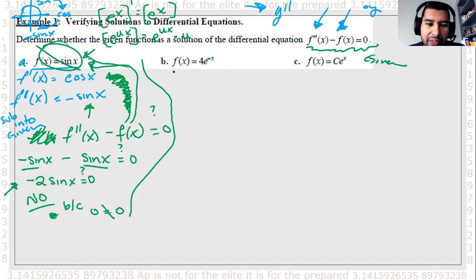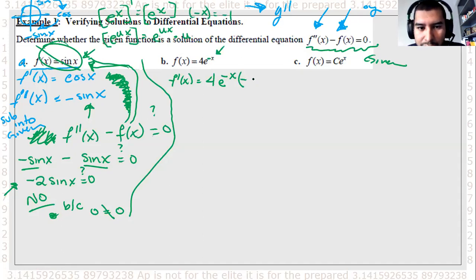So we have the original function. F prime of the function is going to be the copy paste, 4e to the negative x, times the derivative of the exponent. So the derivative of negative x is equal to negative 1. Hopefully everyone's okay with that. So f prime of x is equal to negative 4e to the negative x.